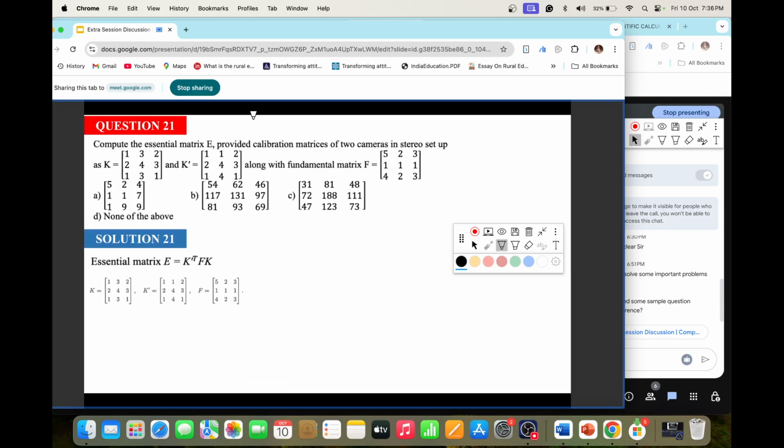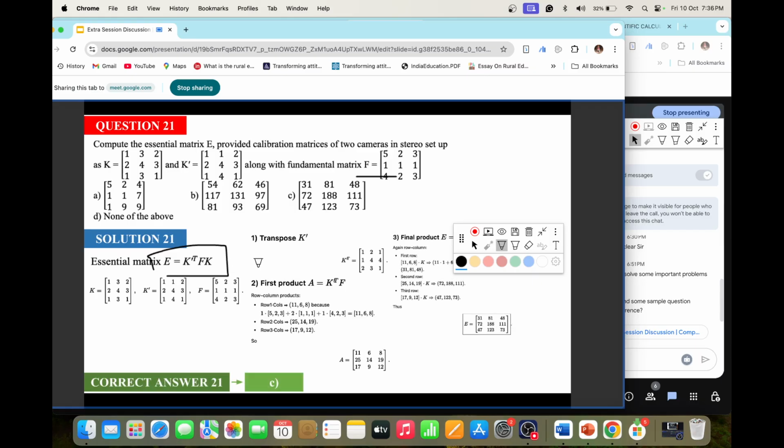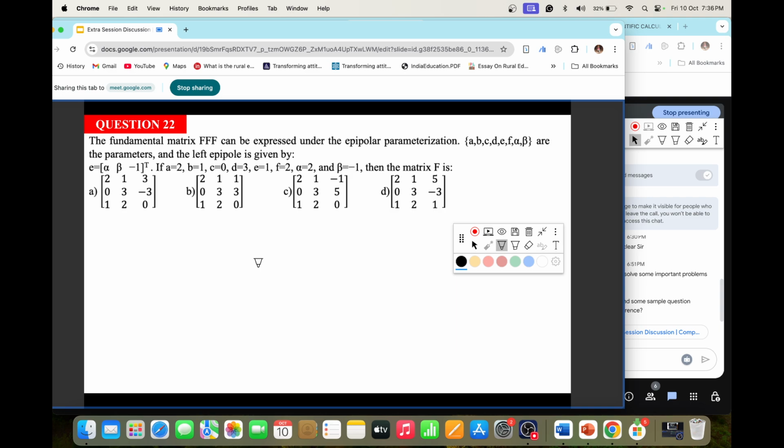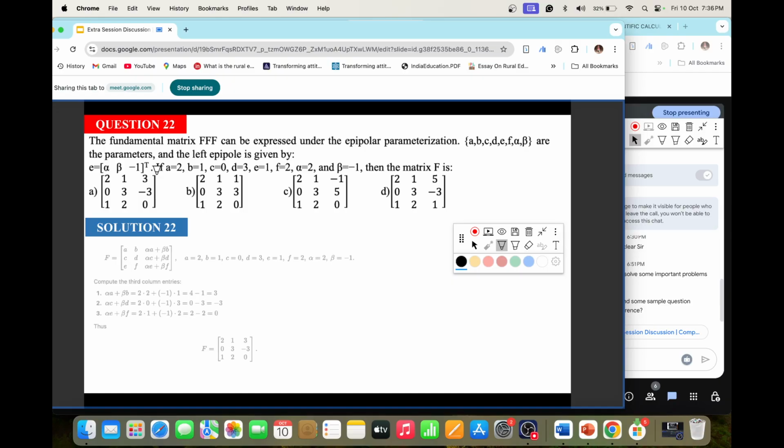And then we have this formula for the essential matrix. If you are given k dash, f and k, you can easily find your essential matrix by this formula. Again, a direct formula question, so you can just look into this. And then this is actually important, the parameters related to your f: the fundamental matrix in parametric form. So please go through how to write your fundamental matrix in parametric form.